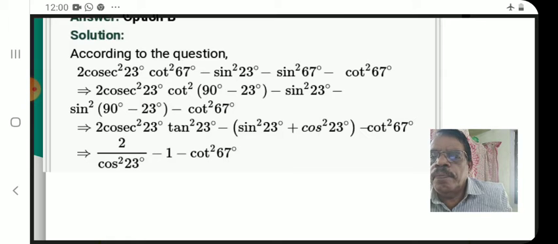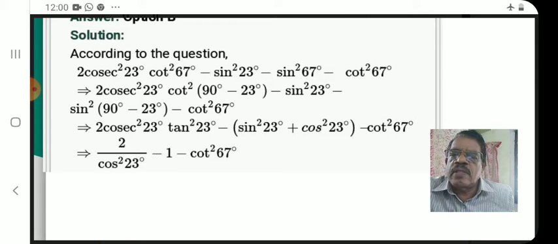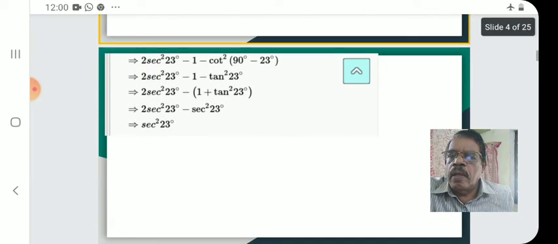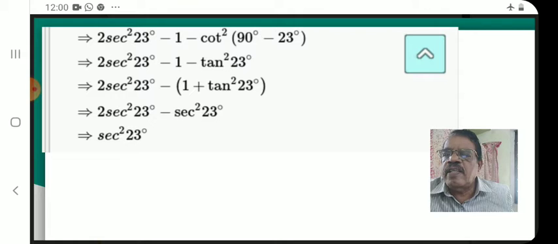And you know 2 cosec square is 2 into 1 by sine square. Then tan square is sine square by cos square, so sine square will cancel from numerator and denominator. We get 2 by cos square 23. Then in the bracket, 1 minus cot square 67 degree. On simplification we get 2 sec square 23, since 1 by cos is sec, minus 1.